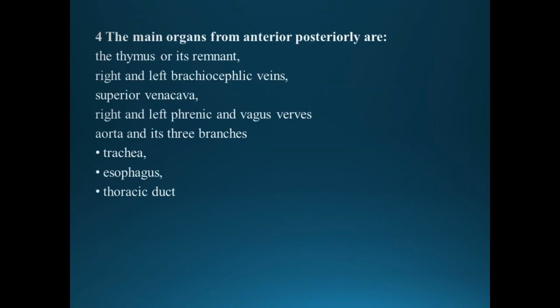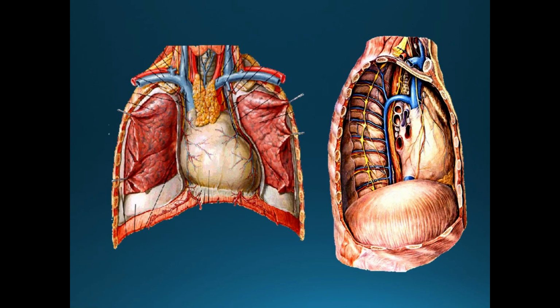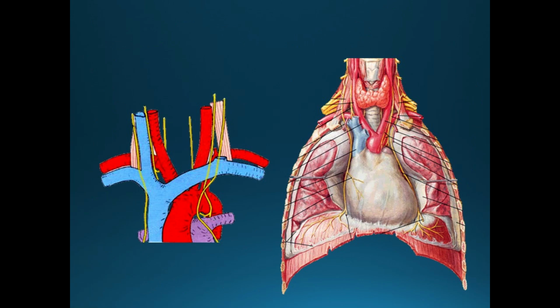The main organs from anterior to posterior are the thymus or its remnant, right and left brachiocephalic veins, superior vena cava, right and left phrenic and vagus nerves, aorta and its three branches, trachea, esophagus, thoracic duct, ductus arteriosus triangle.